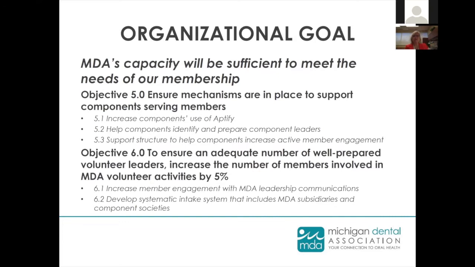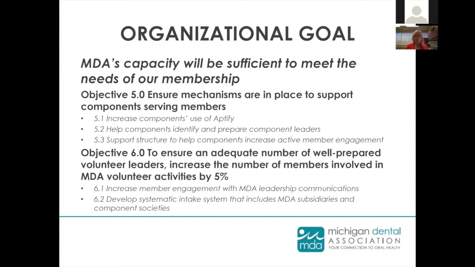Then our organizational goal is to make sure that our capacity as a state association will be sufficient to meet the needs of our membership. We want to make sure that our components are strong. Right now we're focusing on our shared member database, and we're also giving a lot of focus on leadership development. We'd like to see even more new members participate as volunteer leaders in the future.